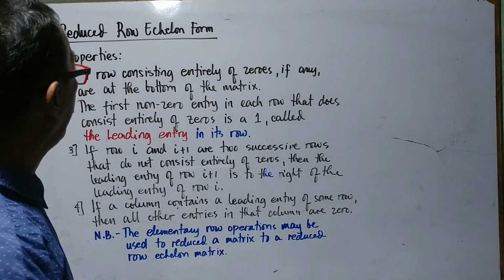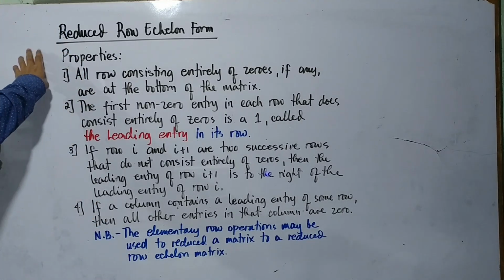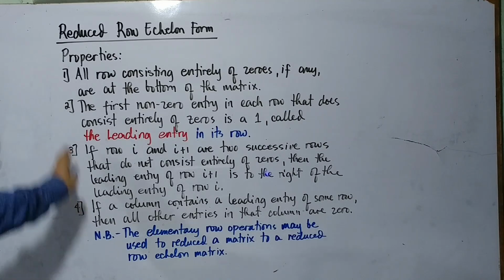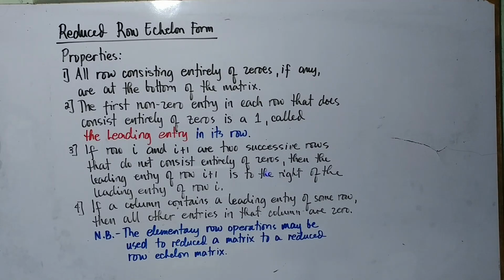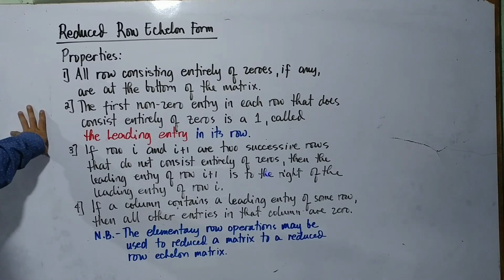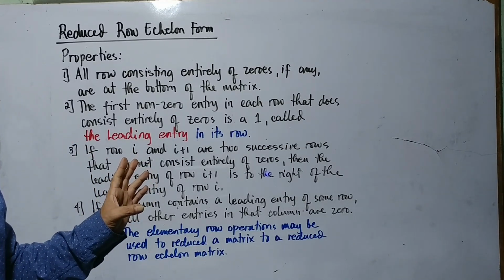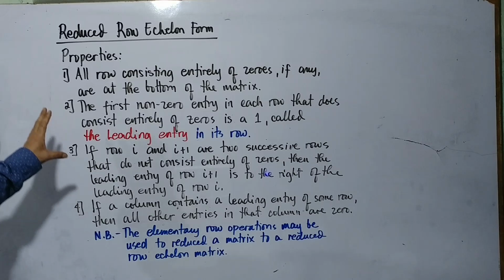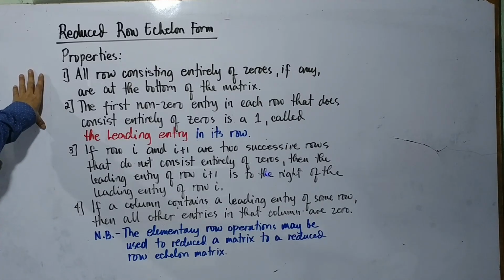Okay, our topic for today is the reduced row echelon form. In reducing a matrix to a row echelon form, you have to follow 4 properties.